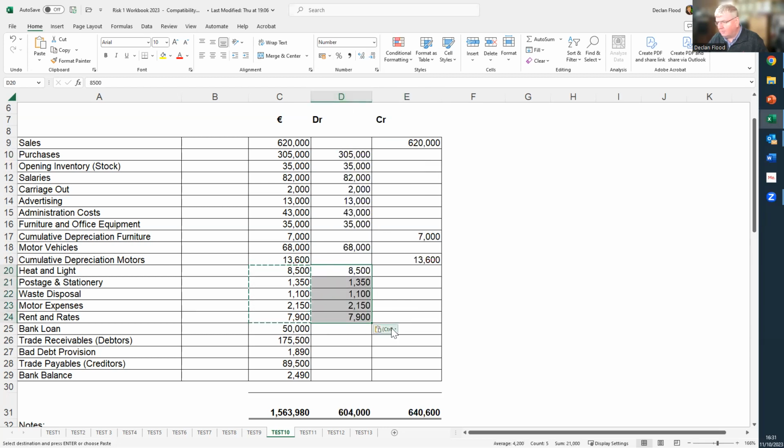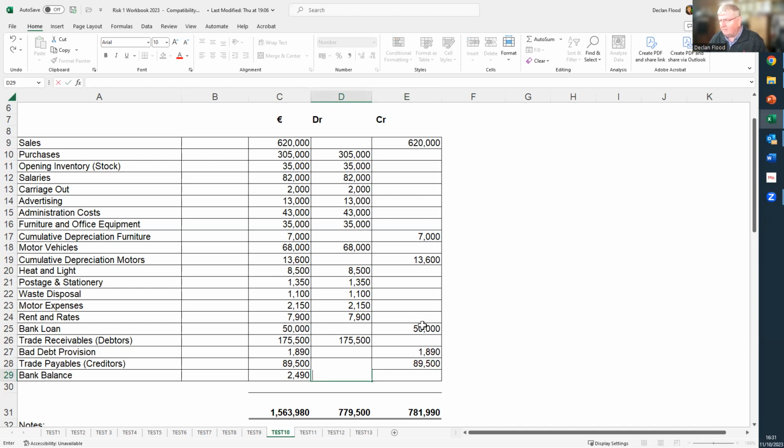Paste. Your 50,000 is a credit, it's capital. Your bank loan, there you go. Trade receivables. Your bad debt provision. Your trade creditors and your bank balance.